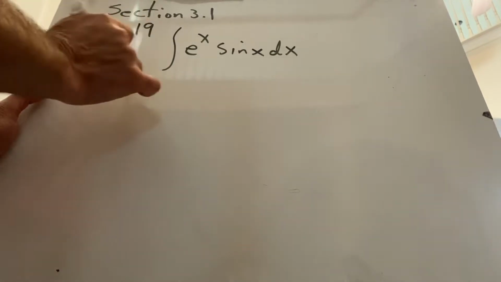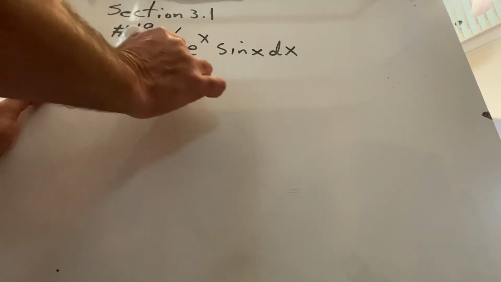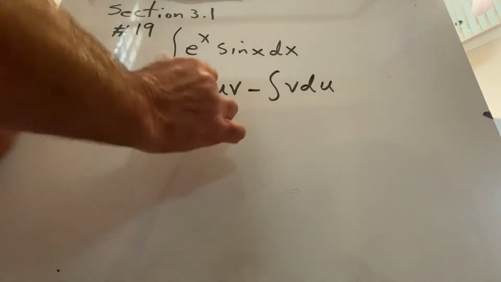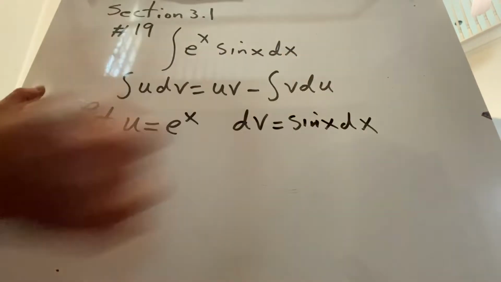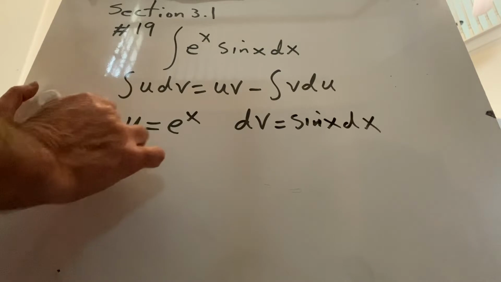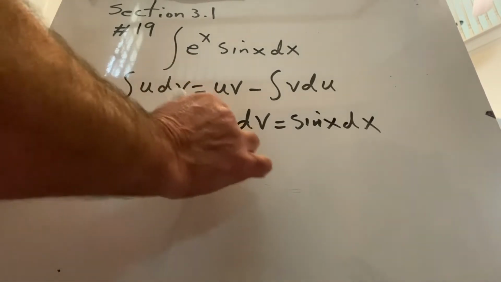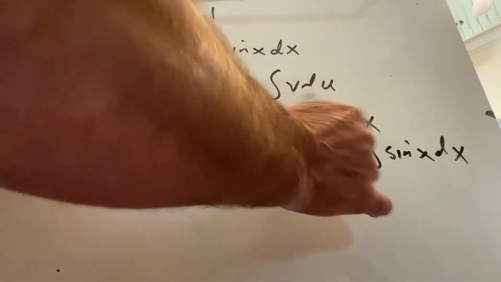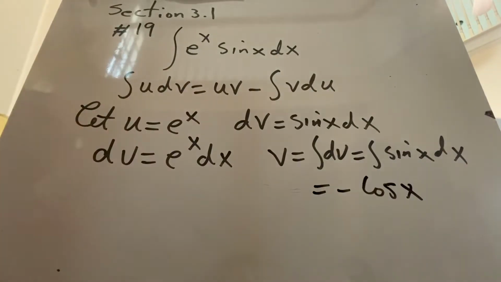I'm going to go ahead, and again, don't forget our formula. By parts, the integral of u dv is uv minus the integral of v du. So we're going to start by letting u be e to the x, and of course that forces dv to be sine x dx. Now if u is e to the x, du will simply be the derivative of e to the x, which is e to the x dx. To find v from dv, we integrate dv, which is the integral of sine x dx. As you know, the integral of sine is negative cosine, because the derivative of cosine is negative sine. So there's your v.